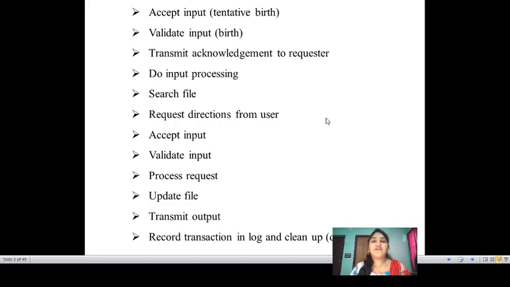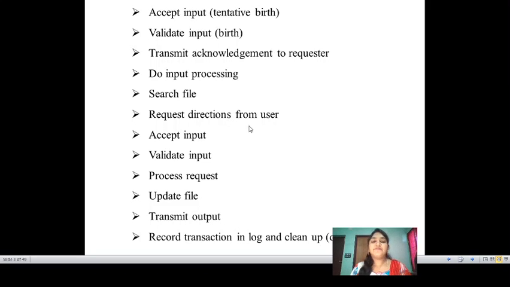Next, these are the 12 transaction flow steps which perform a single transaction from the starting point to the ending point, or entry point to the exit point. The first one is accept input, the tentative birth of a transaction. Then validate input, checking whether it is valid or not, and transmit the acknowledgement to the requester. Then input processing is done: searching the file, requesting directions from the user, accepting input, validating input, processing the request, updating the file, transmitting output, and recording the transaction in a log and cleanup. Cleanup is nothing but the death of the transaction.